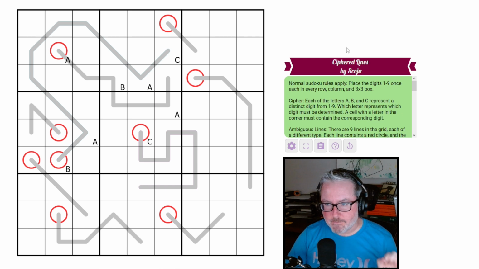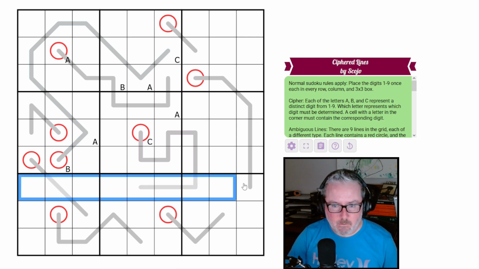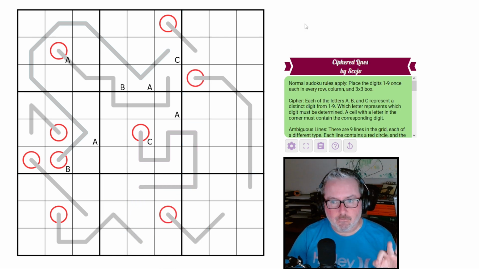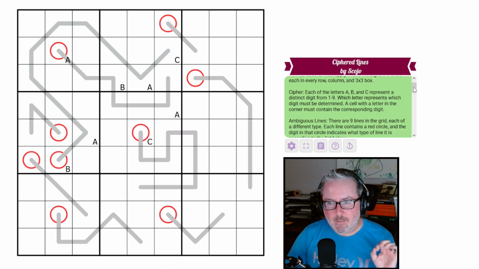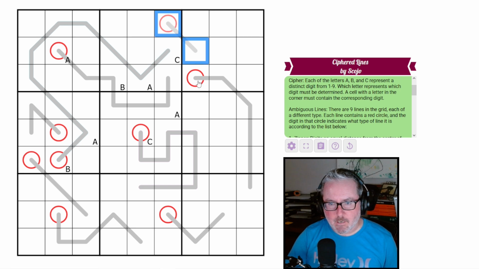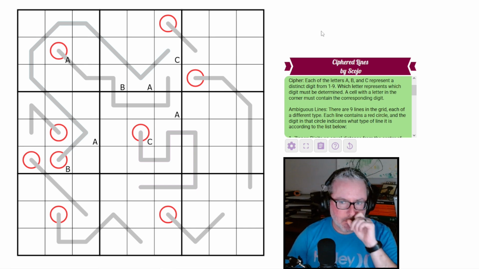It's called Ciphered Lines by Scojo. We've got normal Sudoku rules, so every row, column, and 3x3 box will contain the digits 1 through 9 once each. And then we have ciphers and ambiguous lines, which are interesting concepts that I don't think I've necessarily seen before. I think we've done some things where you have to figure out what certain lines are, but I don't believe it was done this way. So let's look at them and see what's going on.